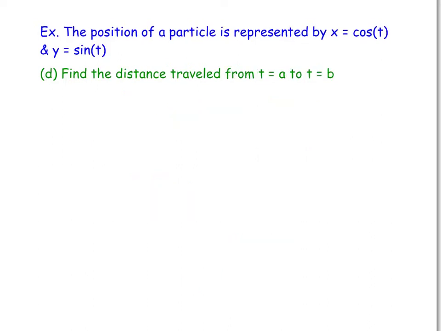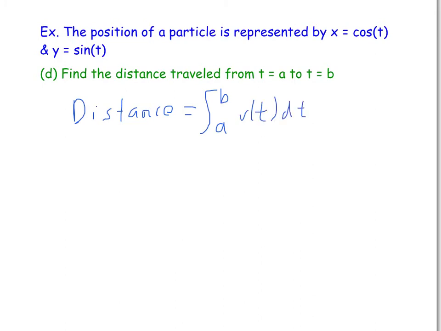Next in our problem, in part D, we're going to find the distance traveled by the particle from time a to time b. To do this, I'm going to recall things that we've already talked about, both in one-dimensional motion as well as in prior problems here. Recall that in one-dimensional motion, if I gave you the velocity of the particle, to find the distance traveled, you would have to perform some sort of integration on your velocity.